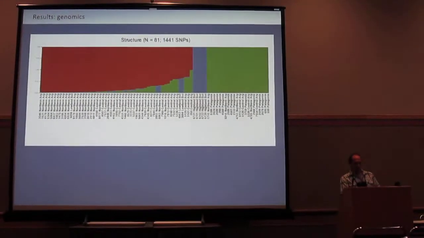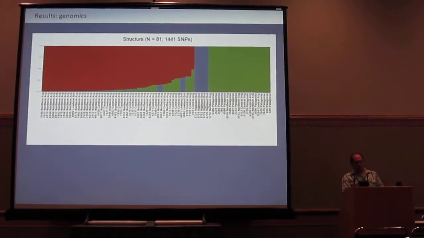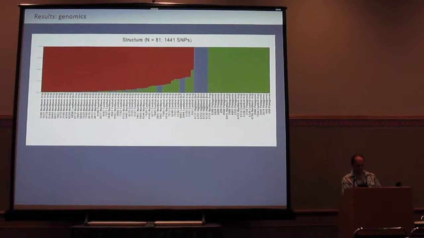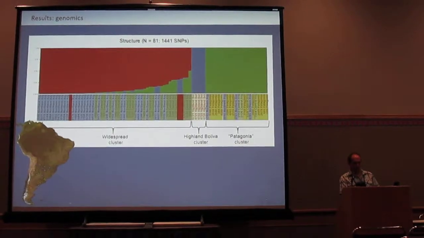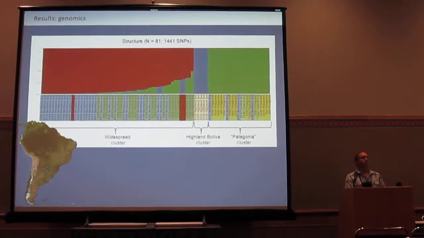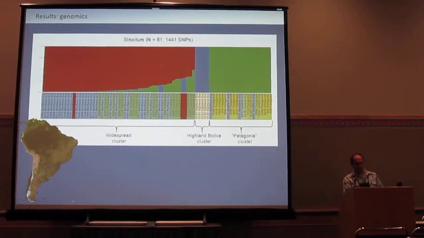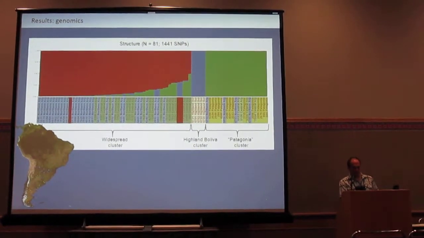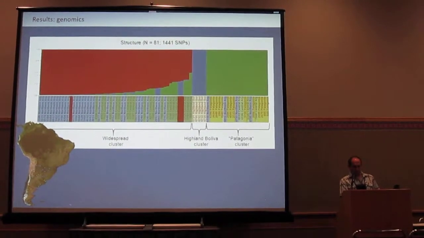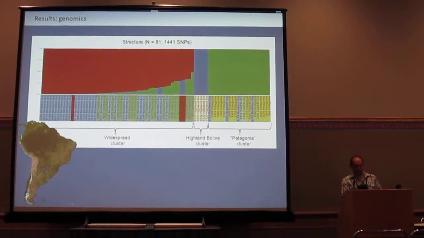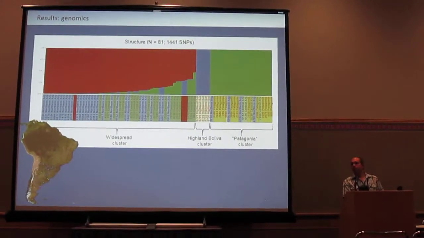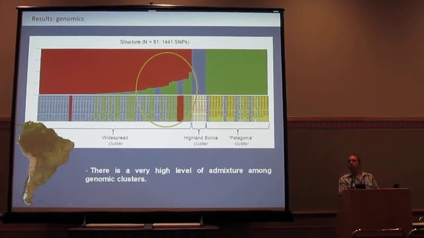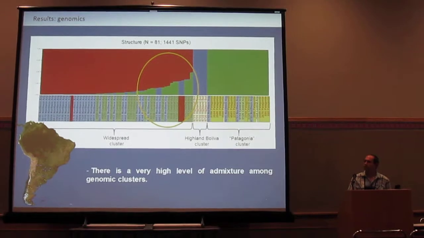If we analyze this with STRUCTURE, we also see here 3 different genomic clusters. If we colorize them based again on the geographic locality in which the birds were collected, we can see that there are 3 clades. One is the widespread clade that I mentioned, the other one is the clade from highland Bolivia, and the other one is the Patagonia clade. Again, in the Patagonia clade we find specimens from different parts of Argentina as well. So the first thing that we see is that there is a lot of admixture.